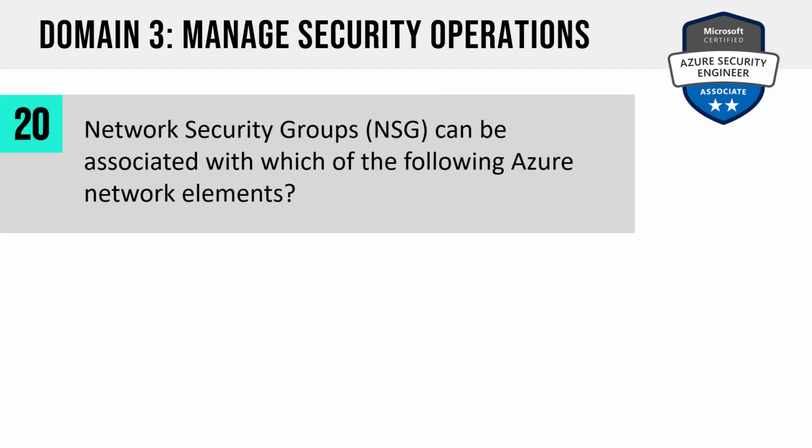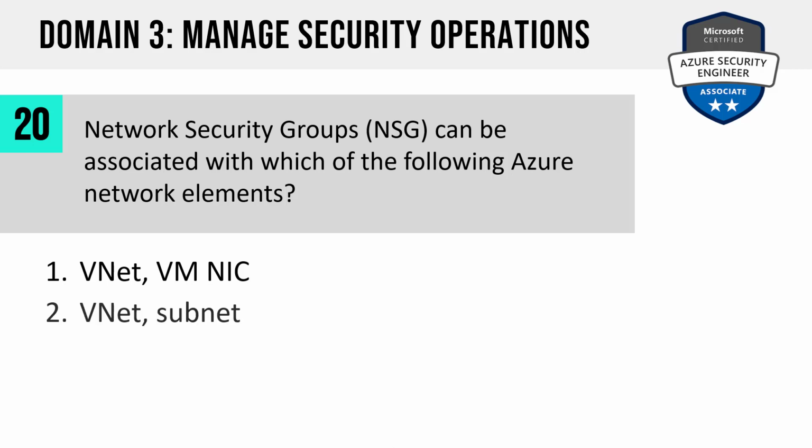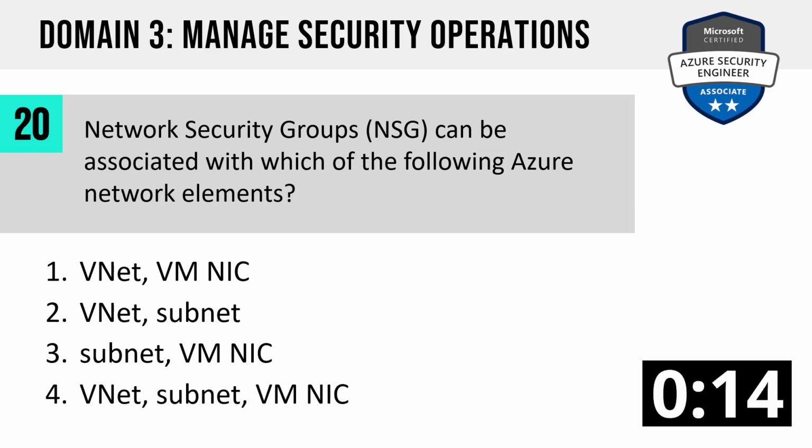Question 20. Network security groups can be associated with which of the following Azure network elements? Option 1, the VNet or the virtual machine NIC. Option 2, the VNet or the subnet. Option 3, the subnet or the VM NIC. And option 4, the VNet, subnet, and VM NIC.